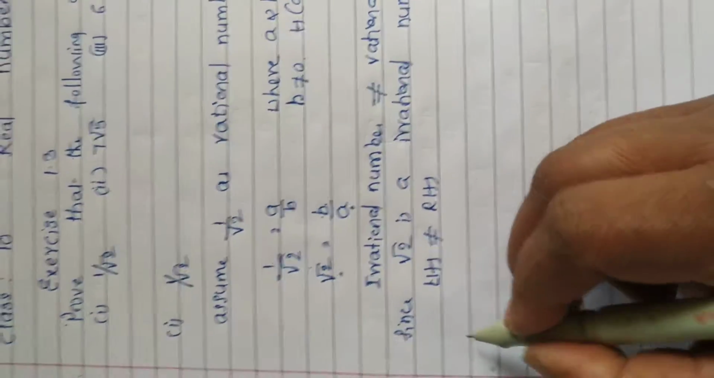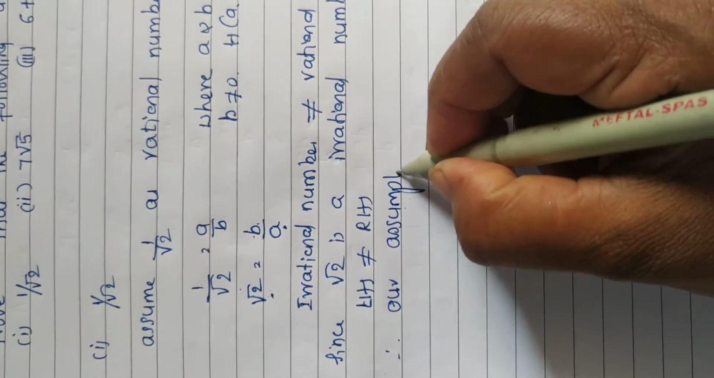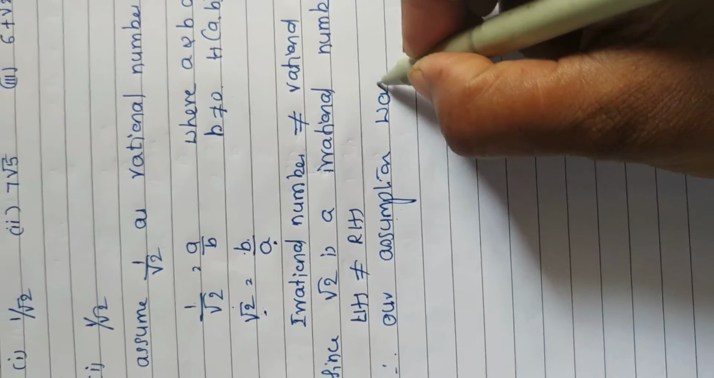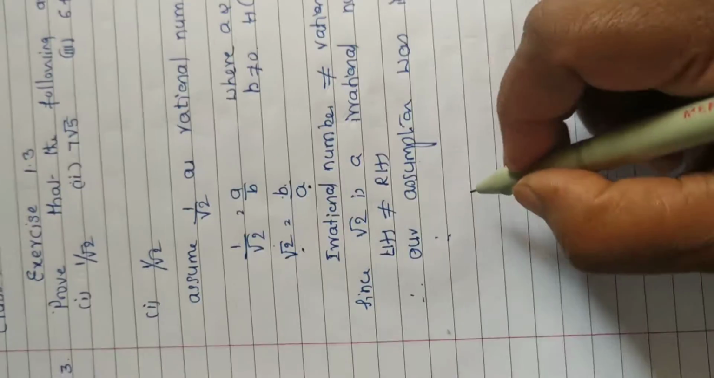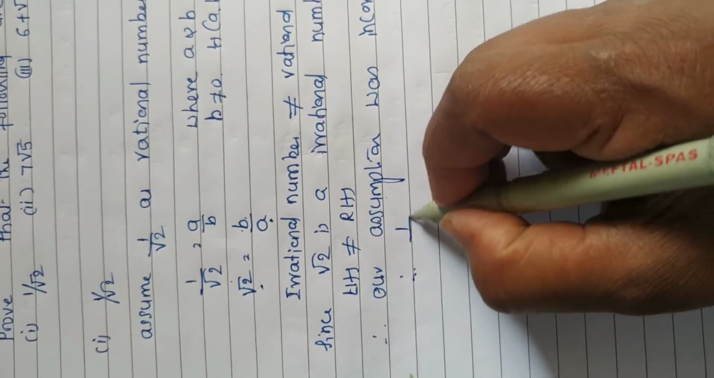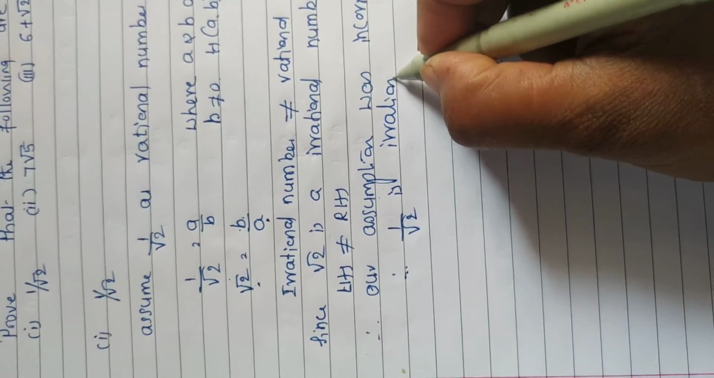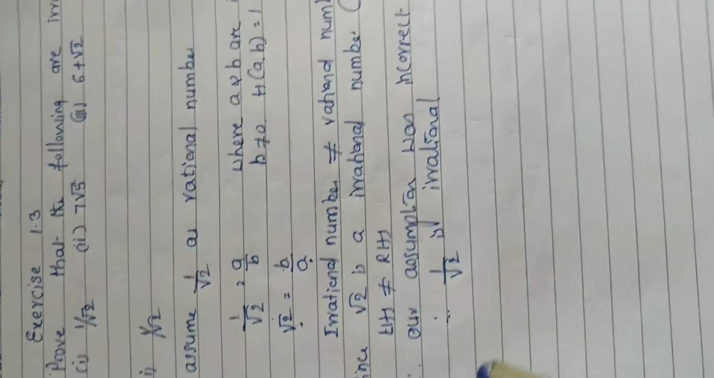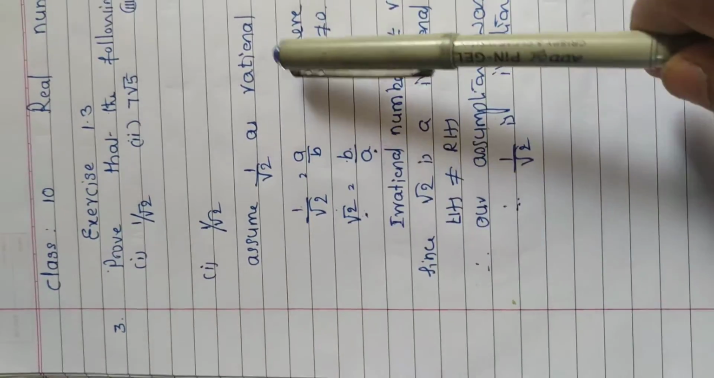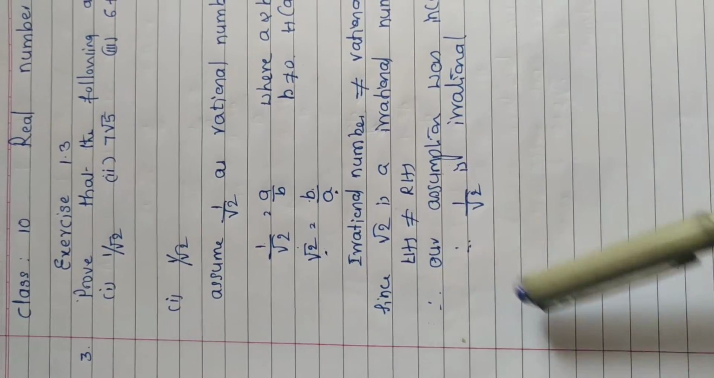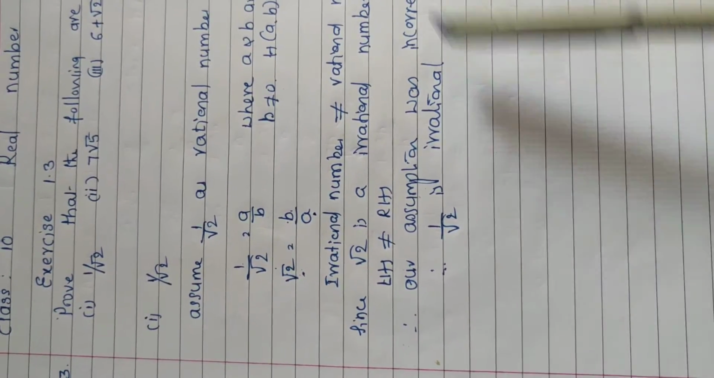So our assumption was incorrect. Therefore 1 by root 2 is an irrational number. So what happened here? What was our assumption? 1 by root 2 is a rational number. But this way we proved that 1 by root 2 is an irrational number.